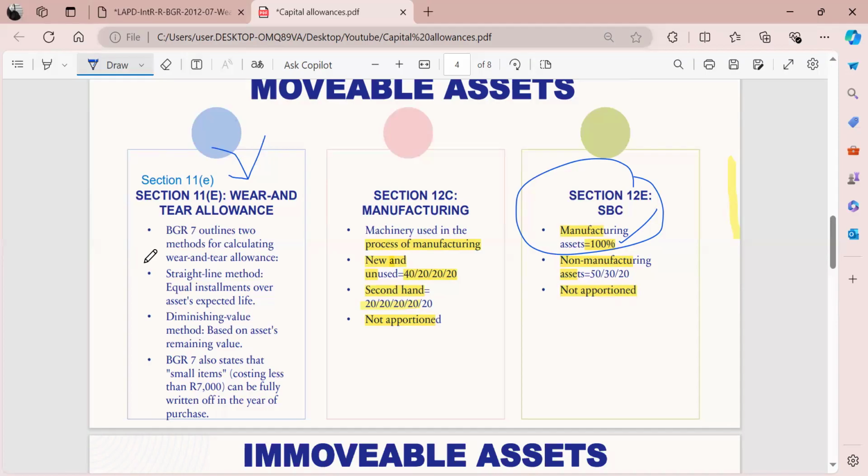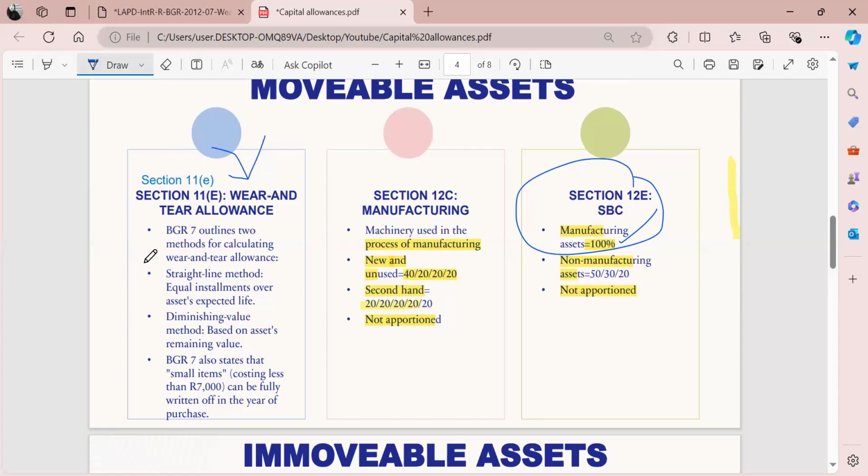Another thing I want you guys to be aware of is sometimes VAT would be included in the cost. And where the VAT is included in the cost of an asset, you always have to take it out. So you remove the VAT component and you calculate the capital allowance on the cost excluding VAT.